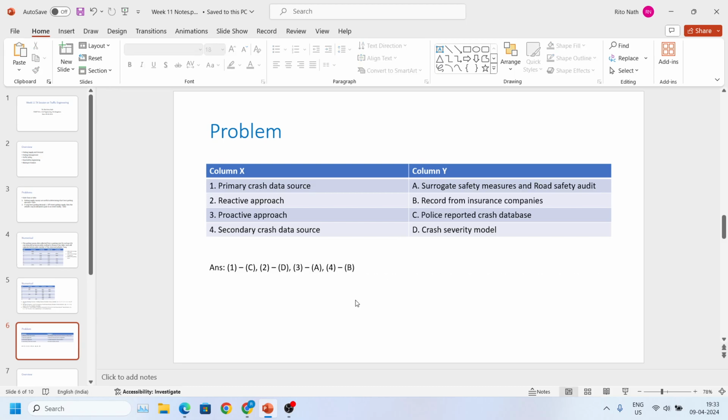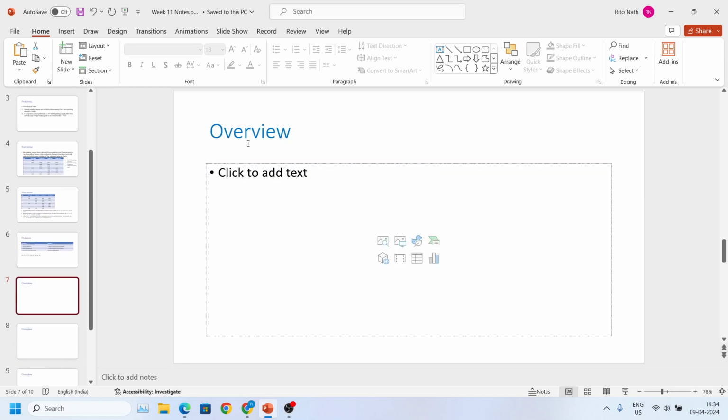So this was very straightforward. Now let's move on to the next problem. Okay, so we now have a bunch of true false type problems again. So let's solve it in the next slide.